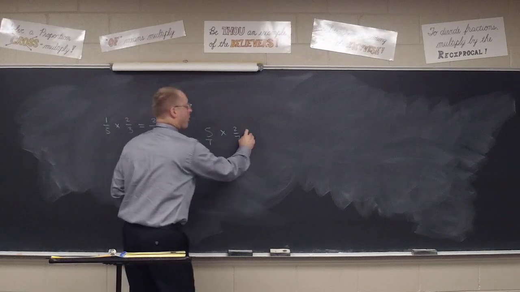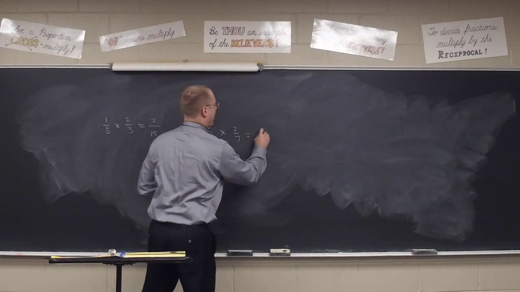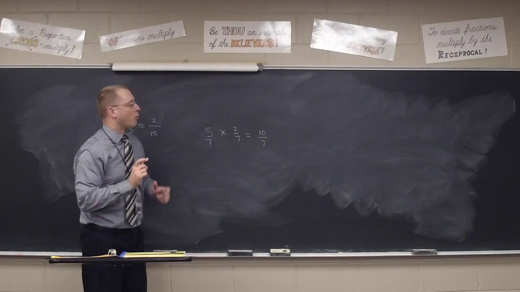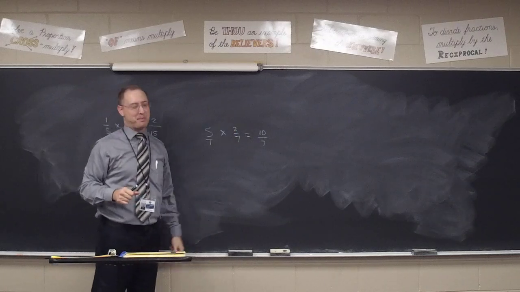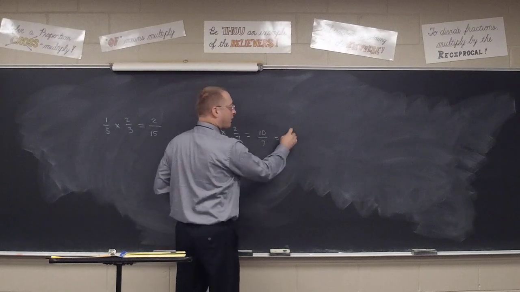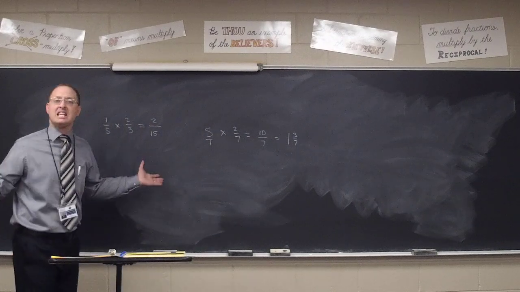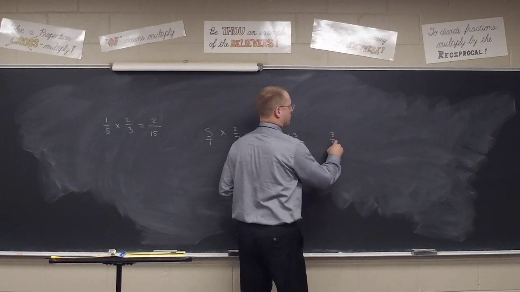All right, so again, we multiply across the top, class. 5 times 2 is 10. And 1 times 7 is 7. And we're not done this time. Why aren't we done this time, class? It's improper. We can't leave an improper fraction. But we're good at this. 7 goes into 10 once. We got any left over? 3. So we get 1 and 3/7. And now we're done. It's still easy, right? We like easy.